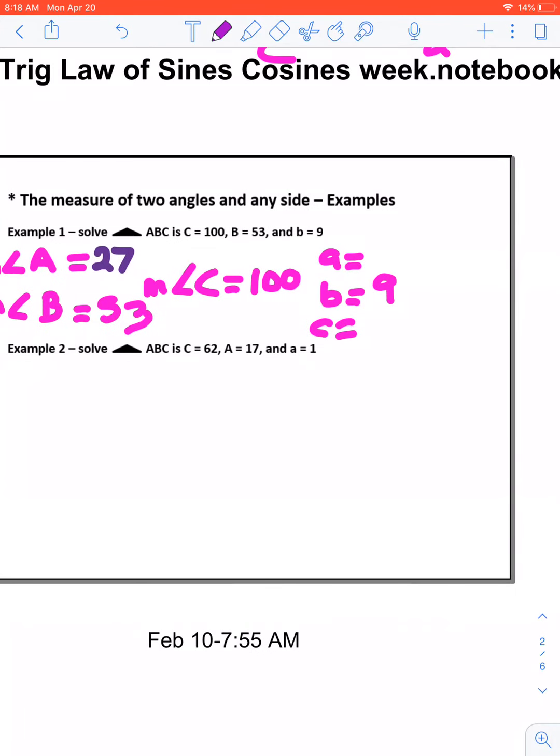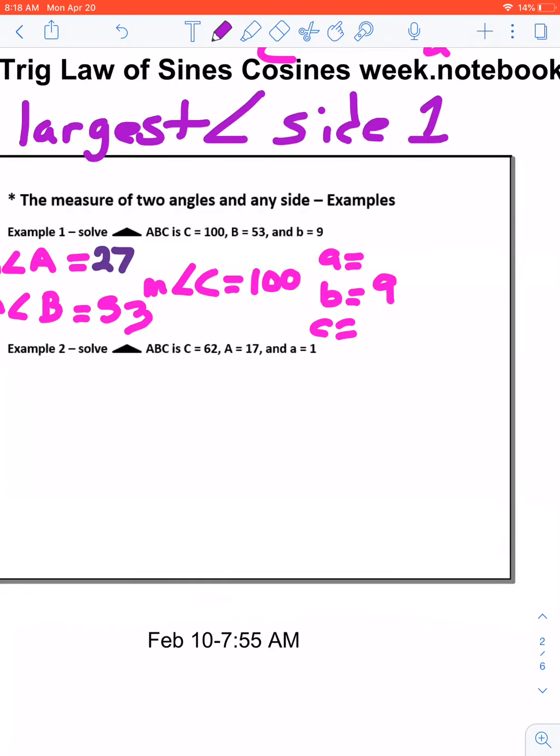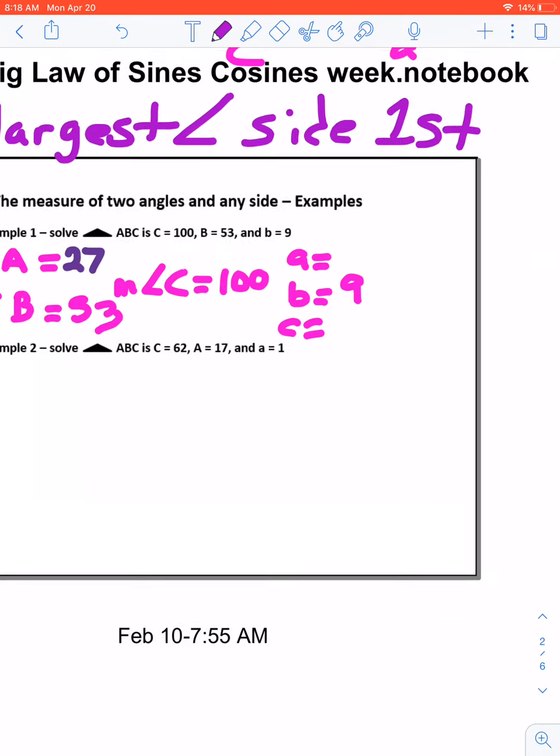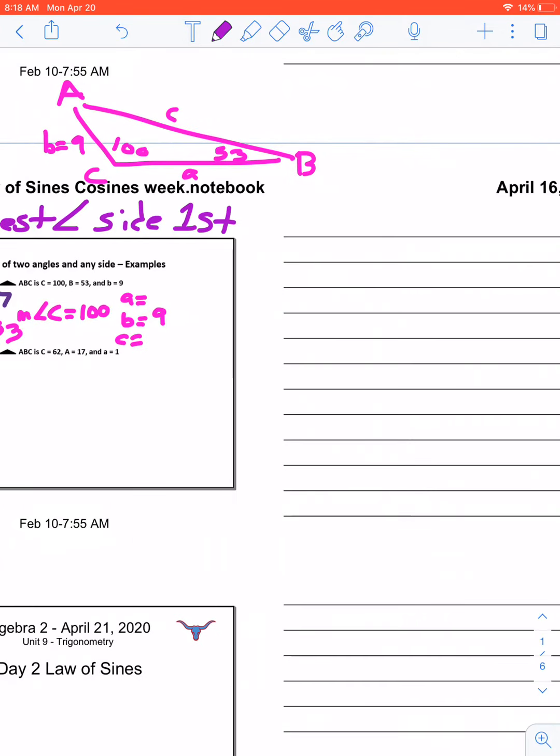And you get to pick what side you want to solve for. I suggest to always solve for the largest angle side first. That's going to get you not into this ambiguous case. It's kind of like this black hole. So I'm going to decide to solve for side C first.